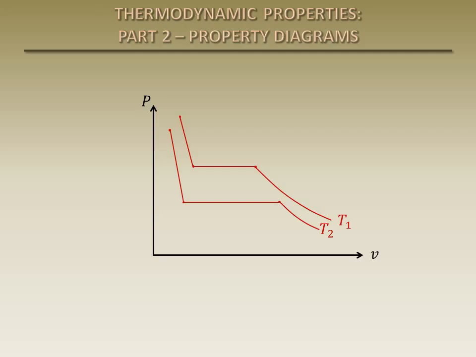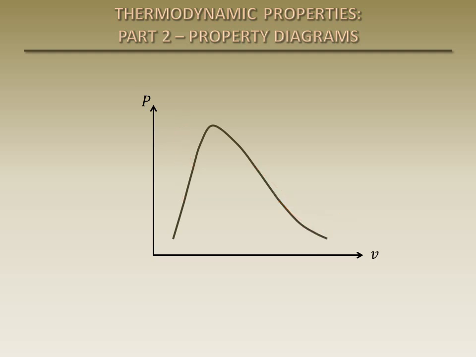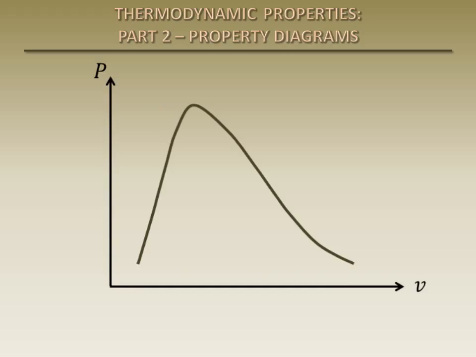Just as we did with the TV diagram, we can draw a line through the saturated liquid and saturated vapor states. The various regions on the PV diagram are the same as those on the TV diagram.